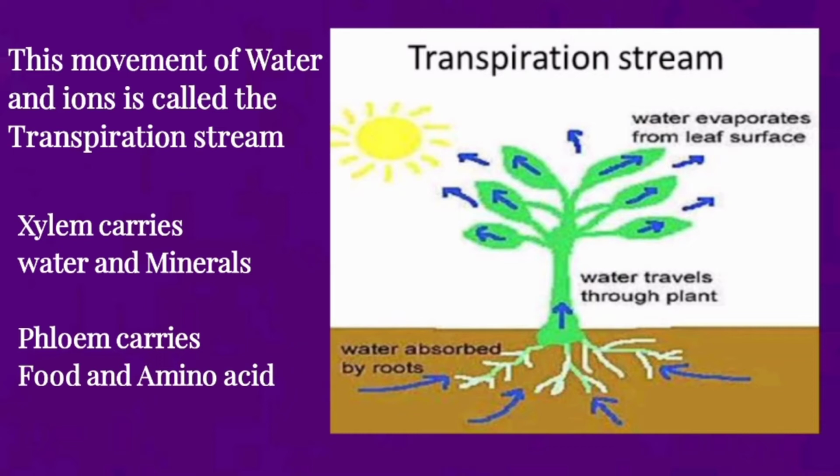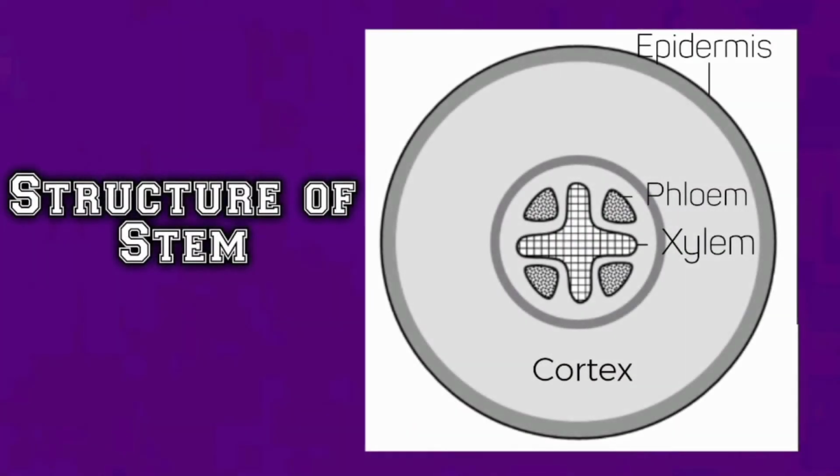This movement of water and ions is called the transpiration stream, where xylem carries water and minerals and phloem carries food and amino acids. Now study the structure of the stem easily. The outer area, which we can call the root hair cell, and then epidermis, and then root cortex, and then phloem, and in the center there is xylem, which is carrying the water from the root hair cell.